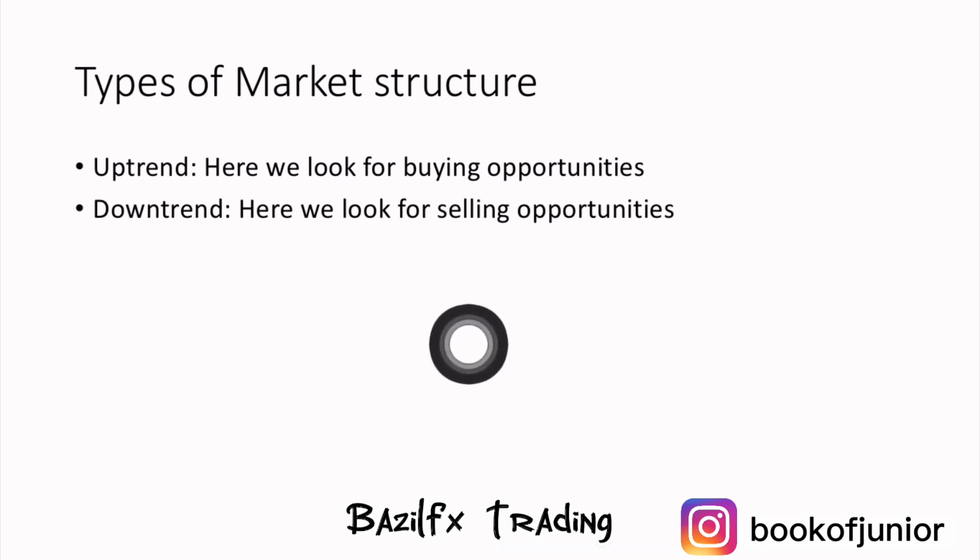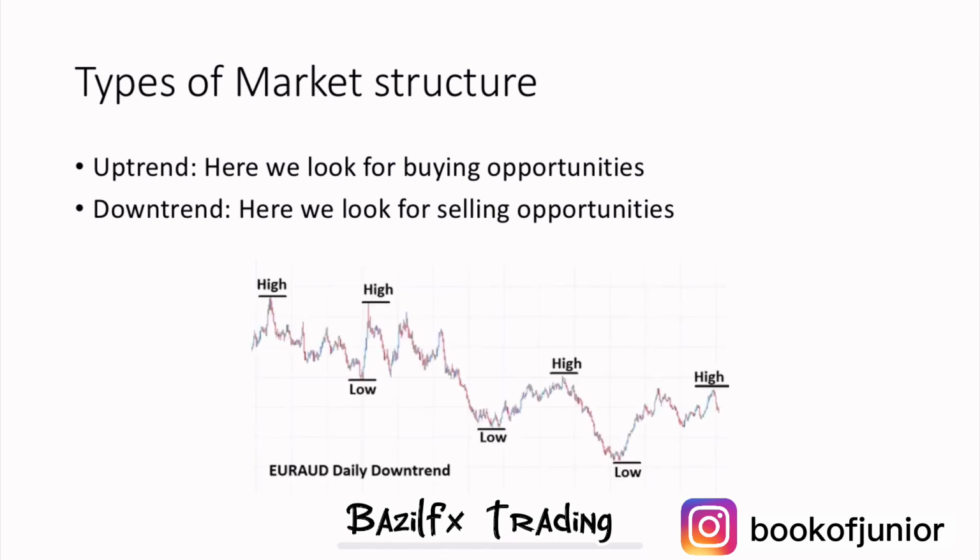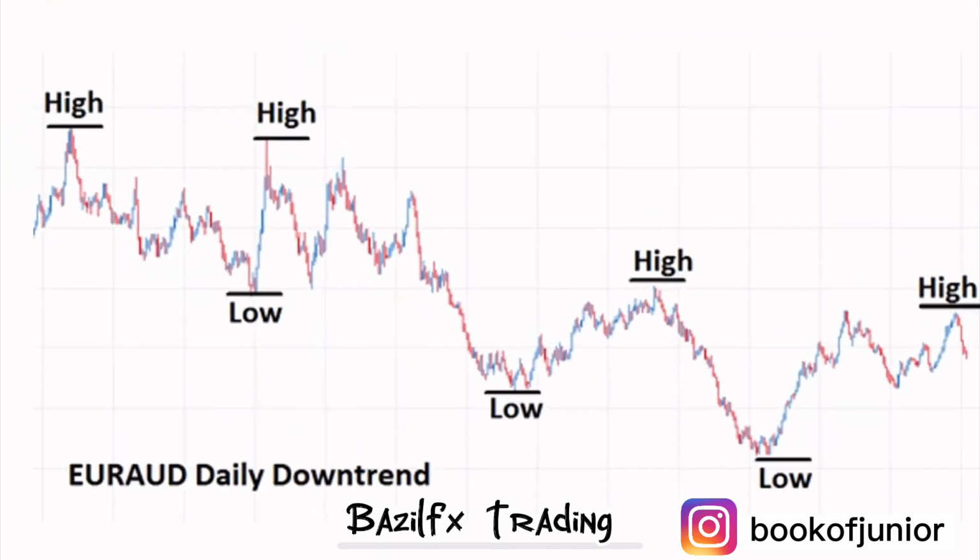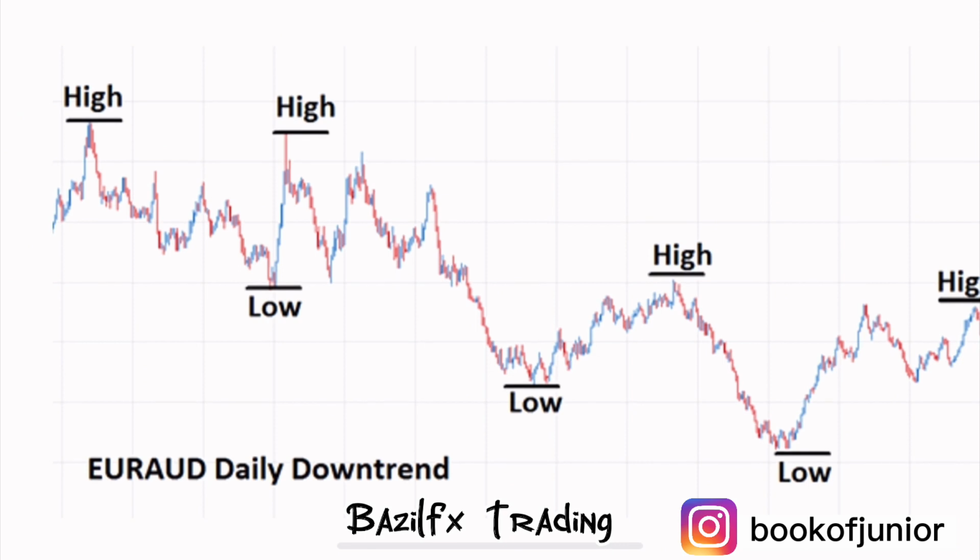On the downtrend, we are looking for sell opportunities. So this is a market that is coming in a downtrend. How does the downtrend form? When a downtrend is forming, it forms lower lows and lower highs. As you can see, this is Euro AUD on the daily time frame, and this is a downtrend.